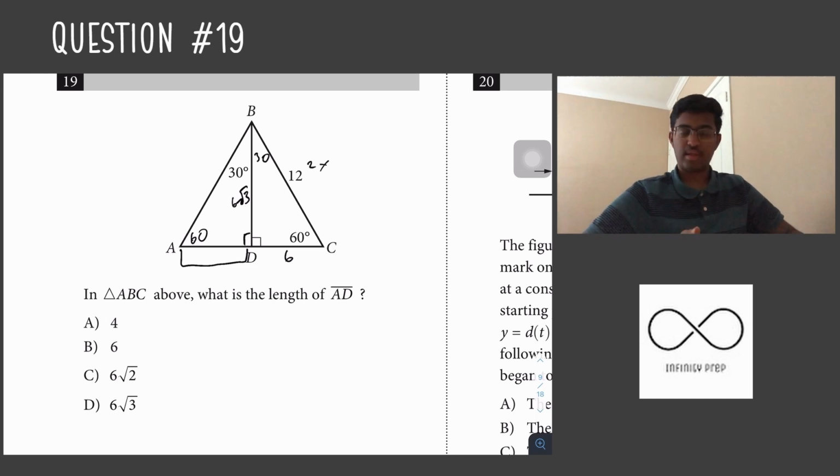So the 30 is x and the 60 is x root 3. So what we need to do is divide 6 root 3 by root 3 to find x. And we get 6. So across from the 30 is x, so AD is 6.